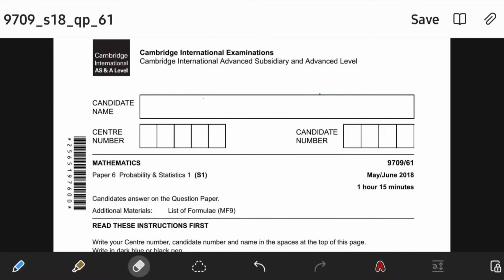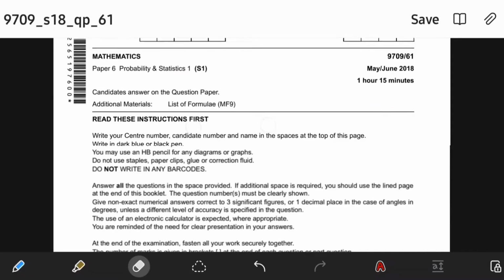Today we will be solving Mathematics, Probability and Statistics 1, May June 2018, Paper 6, Variant 1.